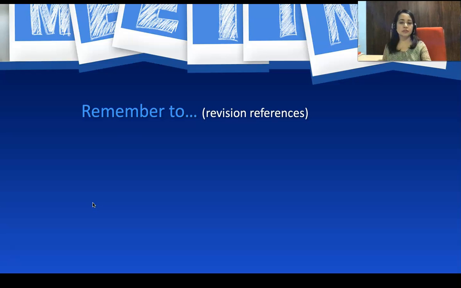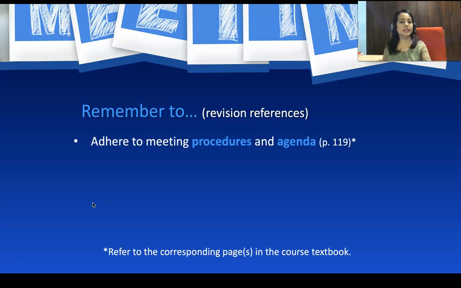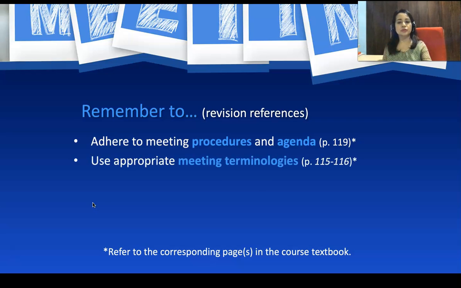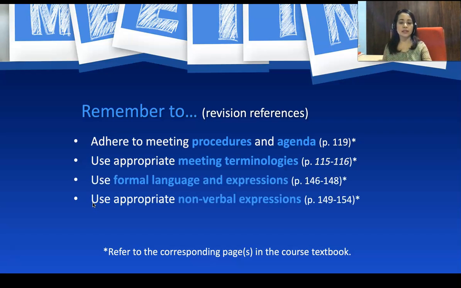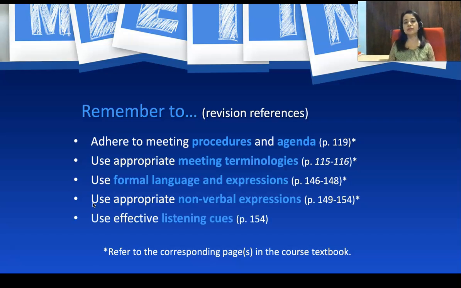As part of your revision, please remember to adhere to the meeting procedures and agenda. You will also need to use appropriate meeting terminologies. Formal language and expressions are required, and you are required to use appropriate nonverbal expressions and make use of effective listening cues. So the pages you see on the slides refer to the corresponding pages in your course textbook.